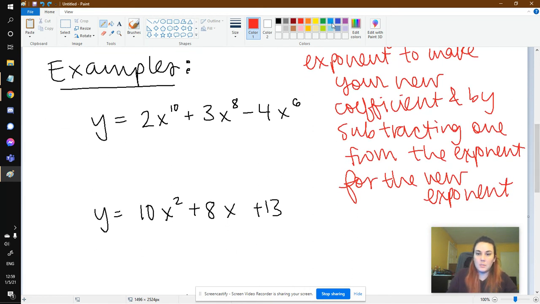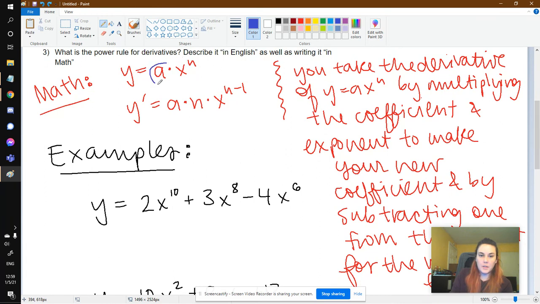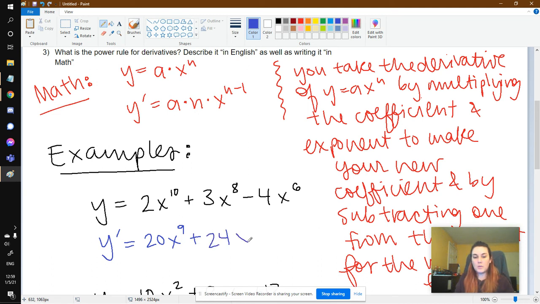Great, let's see it in action. Again, the plan is multiply these two numbers for this, and then knock this down by 1 for the new exponent. So when we take the derivative here, we say what's 2 times 10? It's 20. And then 10 minus 1 is 9. We do the same thing here. 3 times 8 is 24. 8 minus 1 is 7. Negative 4 times 6 is negative 24. 6 minus 1 is 5. Bingo bongo. That's the computation side of it, right?